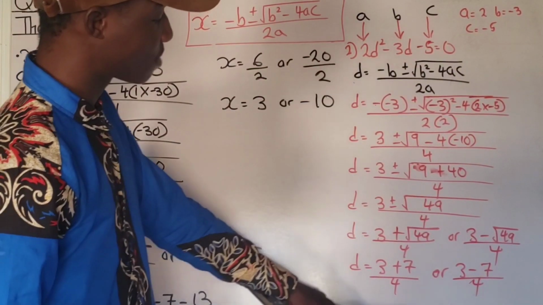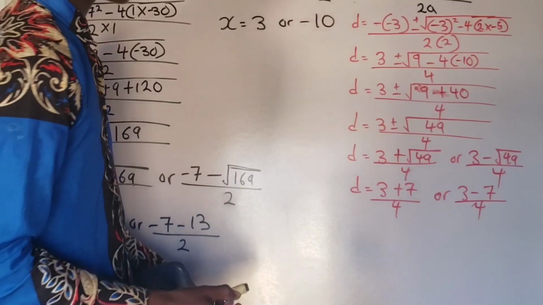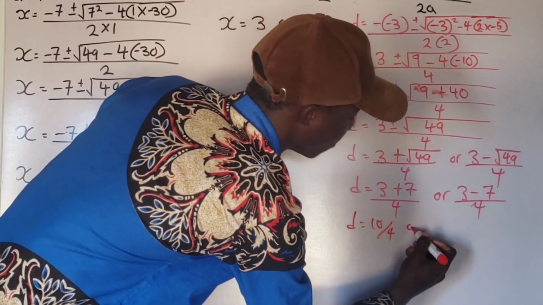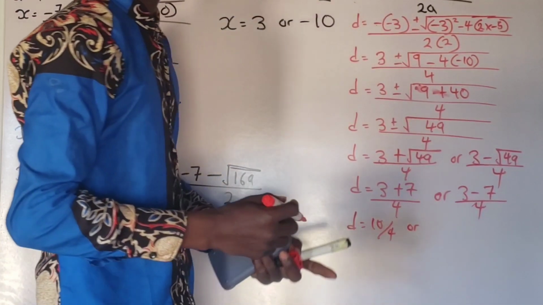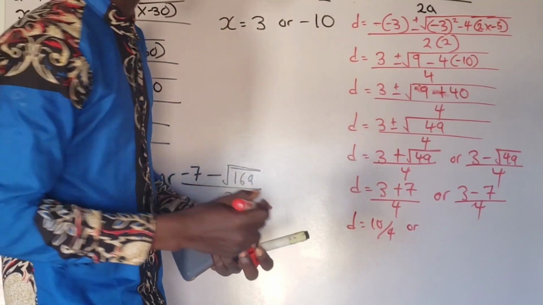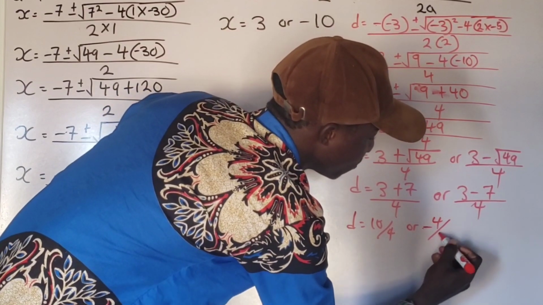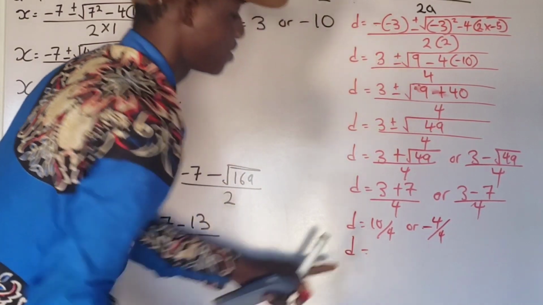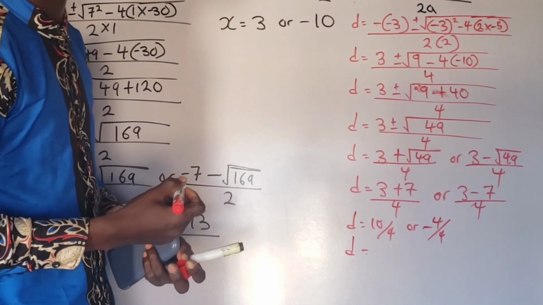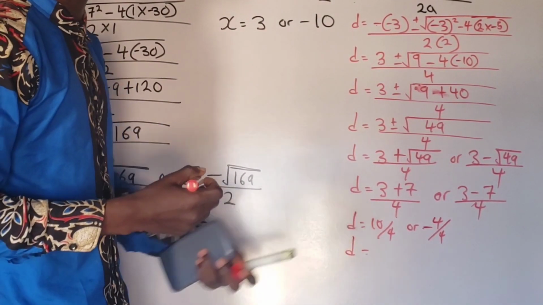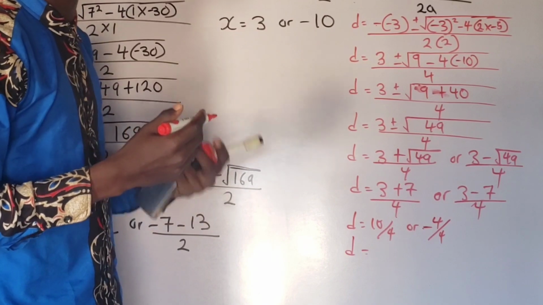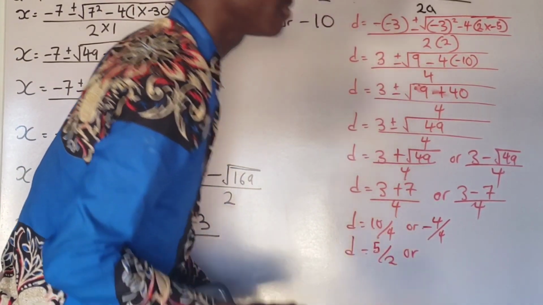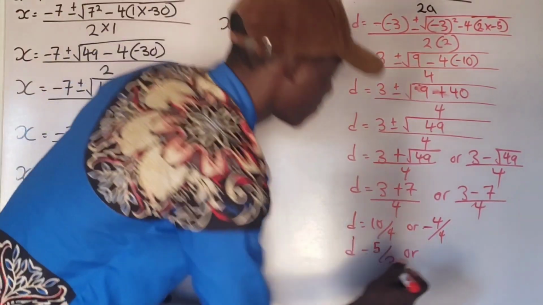Now from this point, 3 plus 7 is 10. So I'm going to have d equals 10 all over 4, or 3 minus 7, that will be negative 4, so negative 4 all over 4. Now we can reduce these fractions. 10 divided by 4 is 5 over 2, because we divide the numerator and the denominator by 2. Then negative 4 divided by 4 is negative 1.